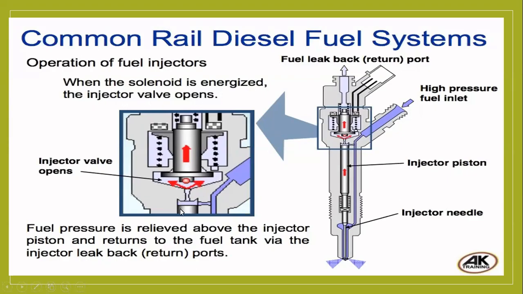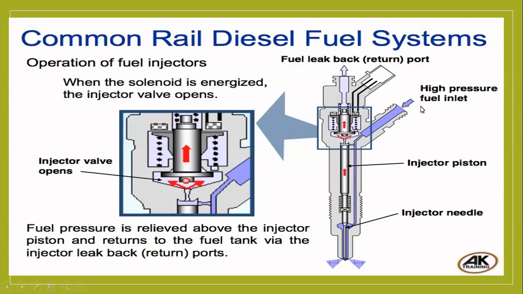So the valve is open; a valve is there. Here also an orifice is there. A valve is not there in the injector nozzle, but the injector pump has a valve. So the valve is open when the solenoid is energized. Switch is on, then valve is open. Fuel pressure is relieved above the injector piston and returned to the fuel tank via the injector leak back. The plunger will move up, then move down, the valve is open, and fuel will pass through the injector nozzle line. You see the blue color one?